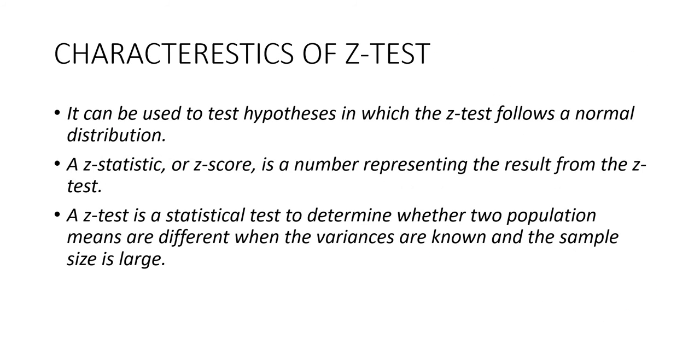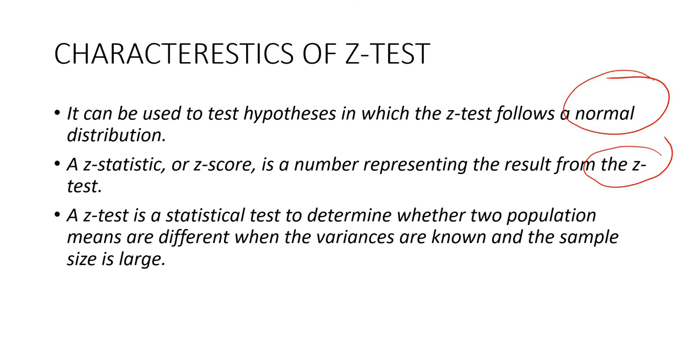Next we are going to discuss the characteristics of z-test. It can be used to test hypotheses in which the test statistic follows a normal distribution. We already discussed: a z-statistic or z-score is a number representing the result from the z-test, the final result that we will come to know in the math behind z-test. In the video we will discuss that. That is known as the z-score. And there is a separate video on z-score and IQR score. IQR means interquartile range, so you can watch those videos as well. Here we will just discuss the math of z-test.